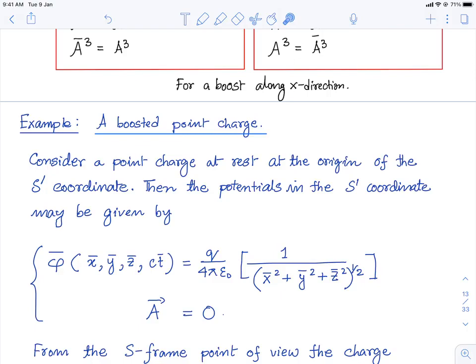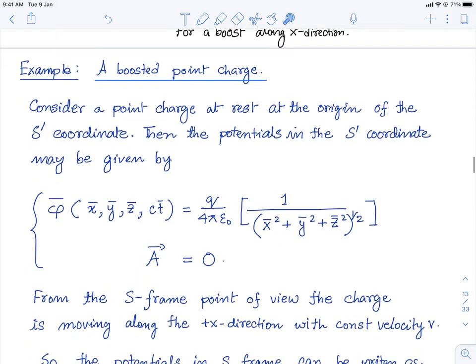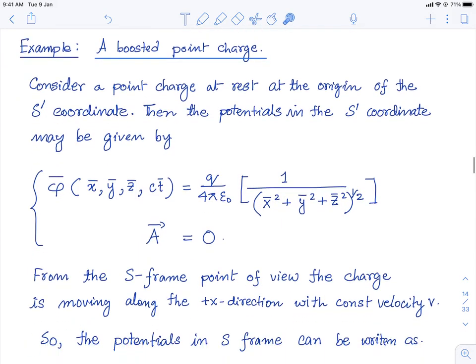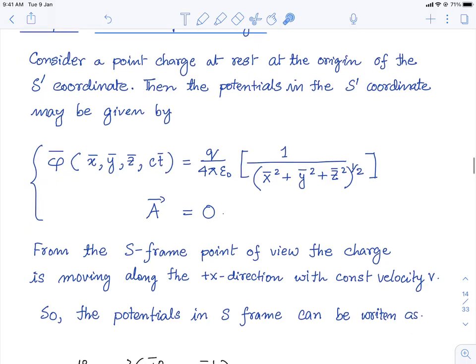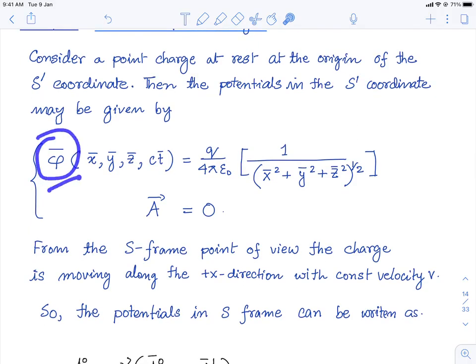So now, if you take this case, let's say that the charge is at rest in the S prime or the S bar frame. Then in that frame, the scalar potential is basically q by 4 pi epsilon naught, 1 over r. This is the potential there. And please note that these are the bar coordinates, so this is x bar, y bar, z bar. And the vector potential is 0, identically.